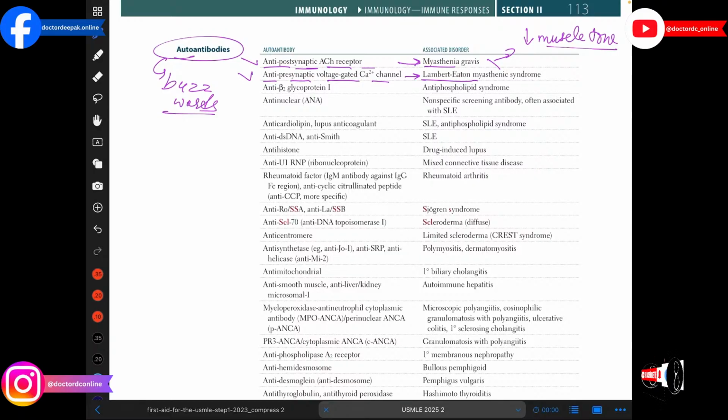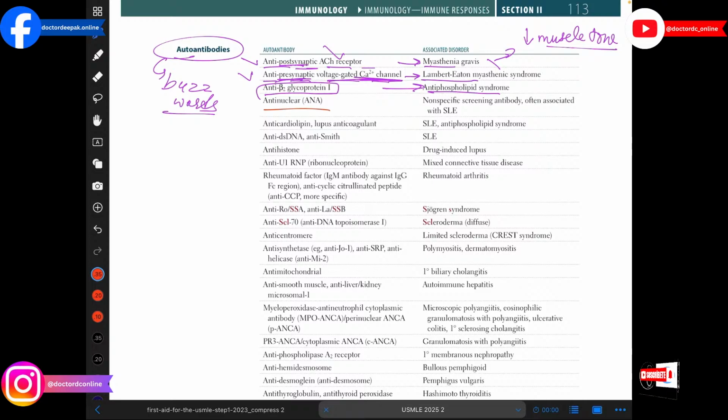In myasthenia gravis, the autoantibodies are formed against the acetylcholine receptor present on the postsynaptic site. In Lambert-Eaton myasthenic syndrome, there will be autoantibodies against the voltage-gated calcium channels present at the presynaptic site. Next, we have anti-beta 2 glycoprotein 1, which is related to antiphospholipid syndrome. Recurrent abortion in a female, maybe you have heard, is like that.